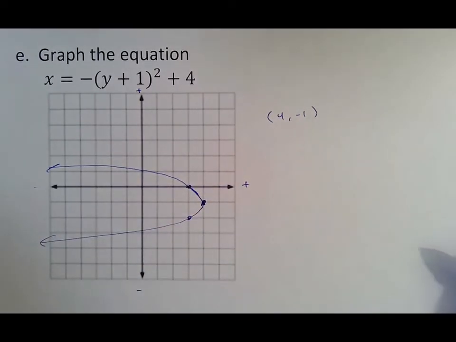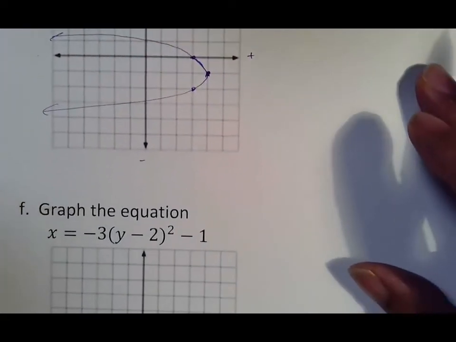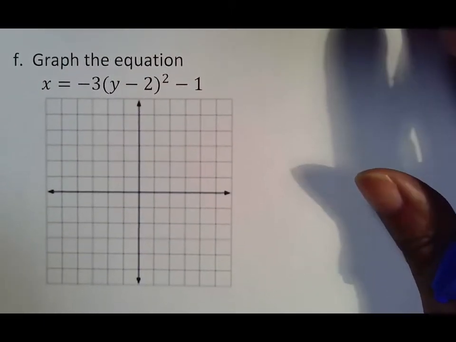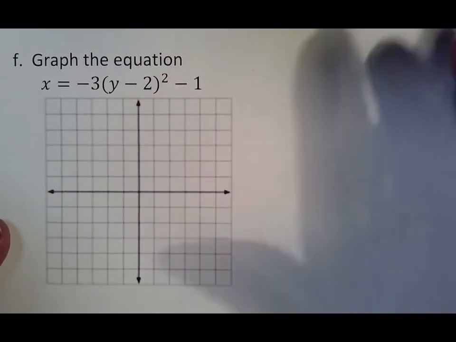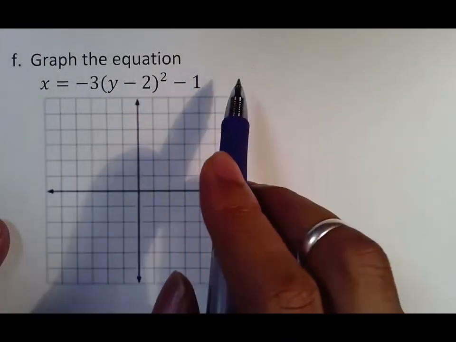So again, that's pretty much it. I don't think I can give you a lot of these things and really get anything outside of just giving you time to practice. So just make sure you understand that shift. So here, x equals all this. An x equals means it opens left and right.